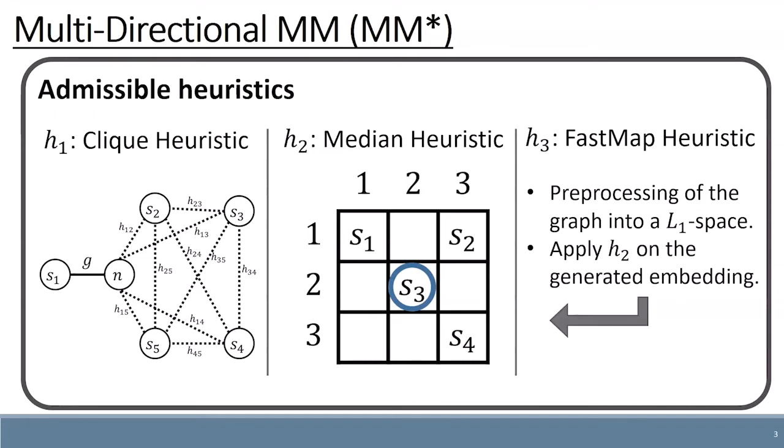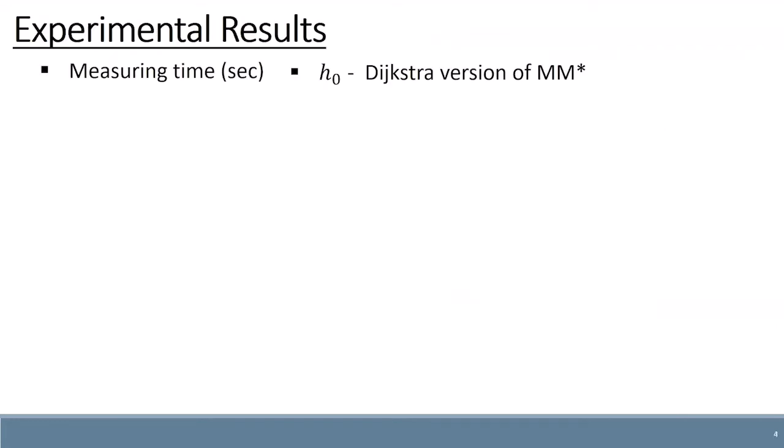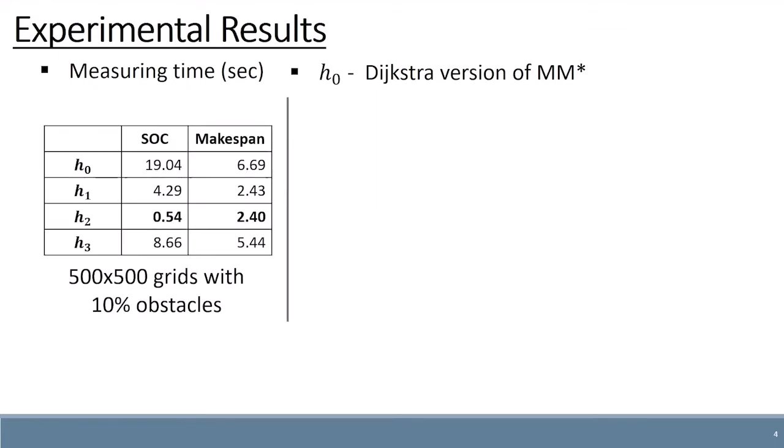We proved formally that each of these heuristic functions is admissible, and that given an admissible heuristic, MMSTAR is guaranteed to return the optimal meeting location. We evaluated MMSTAR with our heuristic functions and compared them to a blind search version of MMSTAR. This table shows the average time of each of the different heuristic functions for 5 agents on 500 by 500 grids with 10% obstacles. Here, H2 was the fastest.